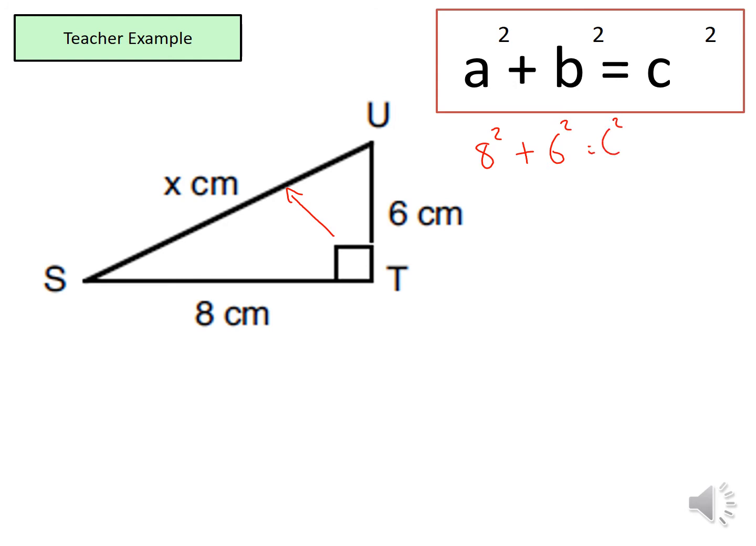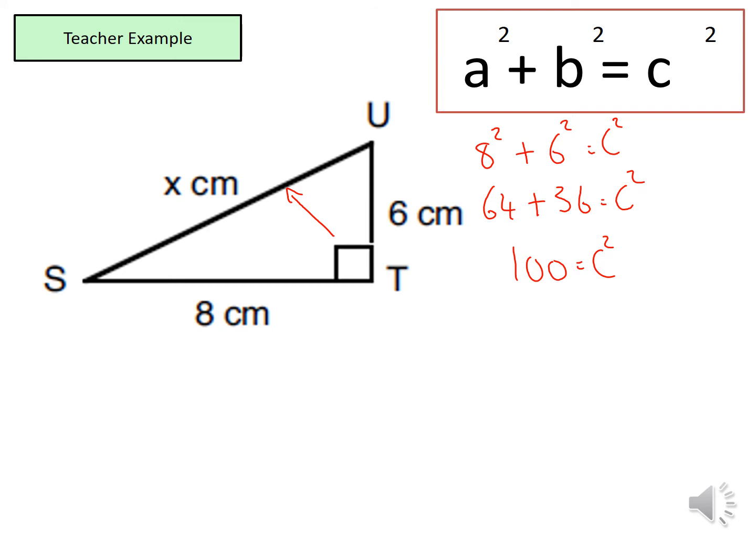Okay, 8 squared is 8 times 8, so that's 64. Add 6 squared, which is 6 times 6, add 36 equals c squared. Now 64 add 36 is 100, and that is still equal to c squared.